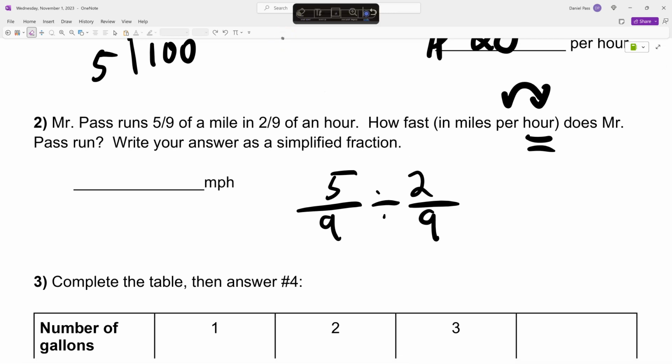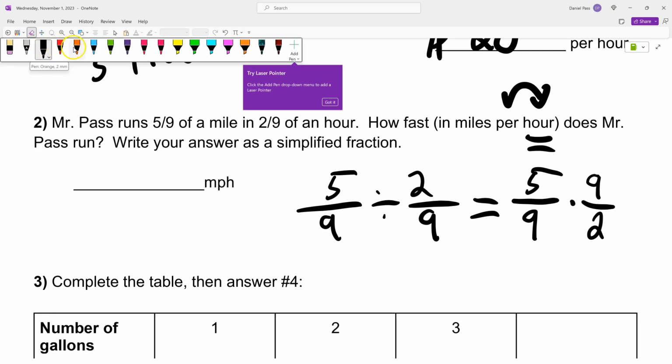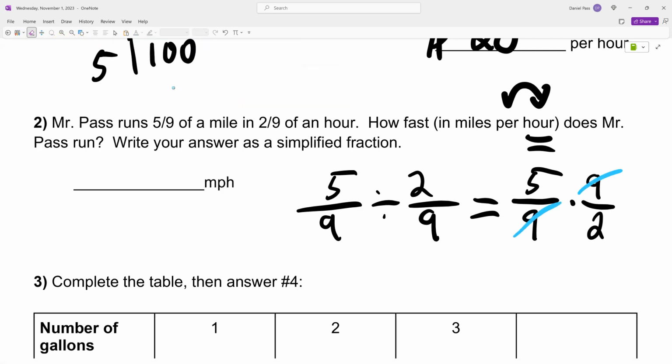Okay. And what do we do to divide? So we have to do 5 over 9 times 9 over 2, which is the reciprocal. Excellent. And then we want to reduce our 9s. Divide by 9. We get 1 and 1. The answer is? 5 over 2.